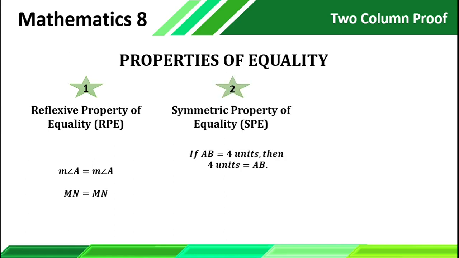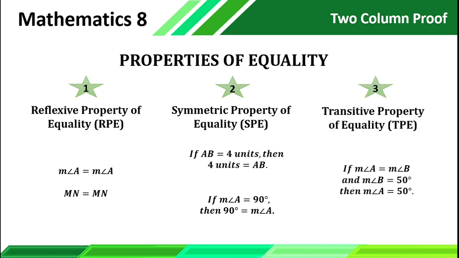Next one is our symmetric property of equality or the SPE. So if AB is equal to 4 units, then when we apply symmetric property of equality, 4 units is equal to AB. Another example, if the measurement of angle A is 90 degrees, then we can say that 90 degrees is also equal to the measurement of angle A. That is how symmetric property of equality works.